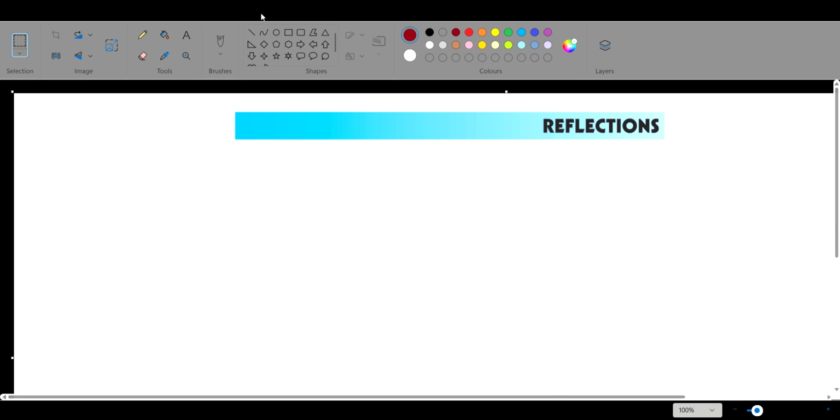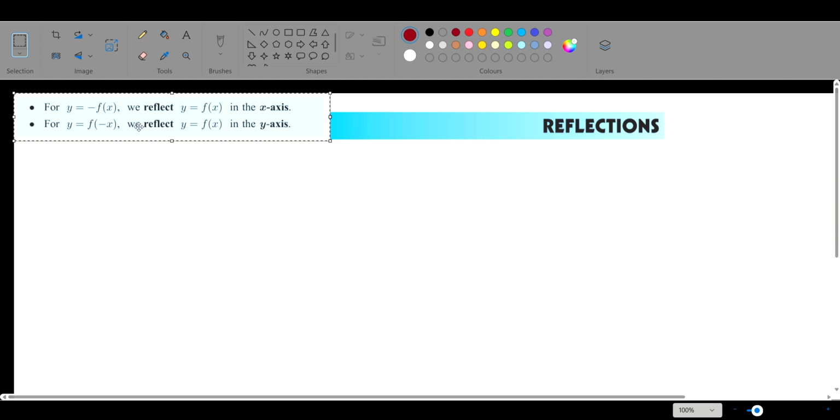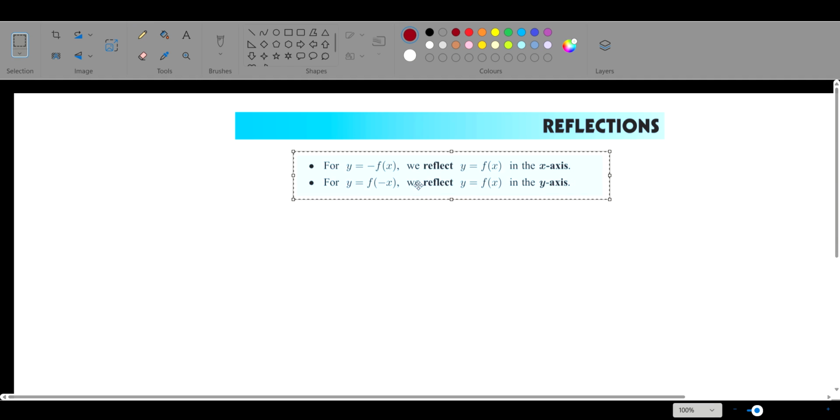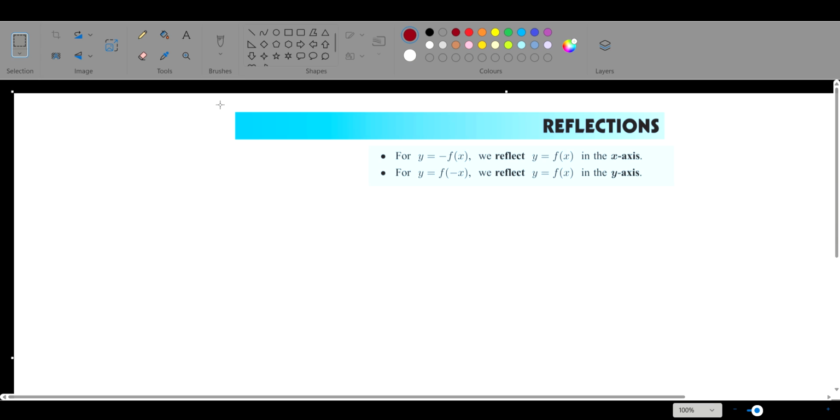This is our last transformation to understand, that is reflection. So we have two kinds of reflection: one on the x-axis, another on the y-axis. How do you understand that reflection happens on the x-axis?